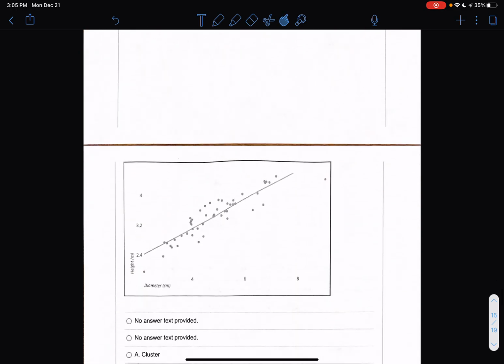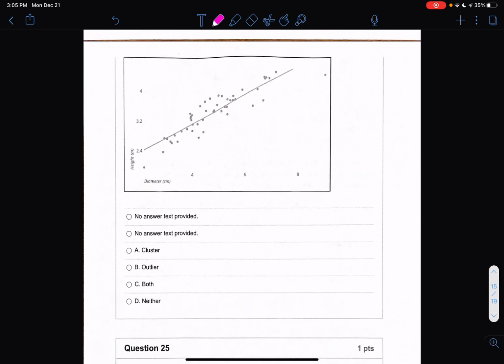Moving on. So I have to identify if this scatter plot is cluster, outlier, both, or neither. Remember, cluster means a group of points that we have of data, and an outlier means that we have a data point that is just not even close to the rest of the data. So I have a random point over here, and that means that we have an outlier, because the rest of my data seems pretty consistent. They're not grouping up too much, so the only thing that I have is an outlier.